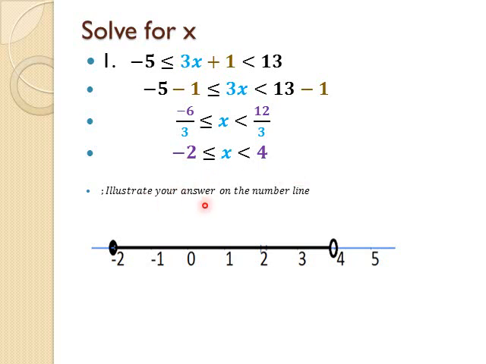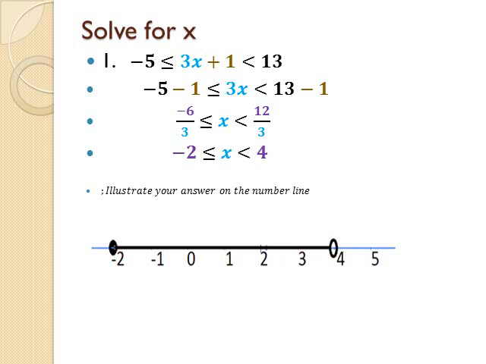Illustrate your answer on the number line. So greater or equal to negative 2, where negative 2 is, we make a closed dot because it's equal to that. Where 4 is, it's less than 4 but not equal to 4, so open dot to show that 4 is not included. We draw a solid line between negative 2 and 4.